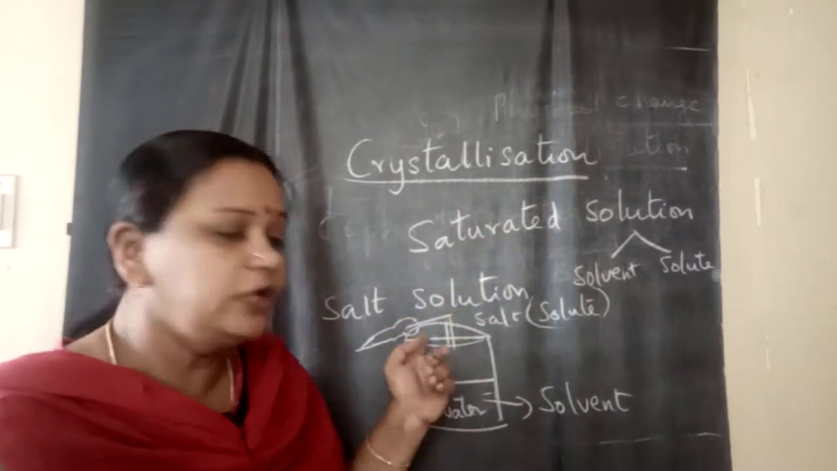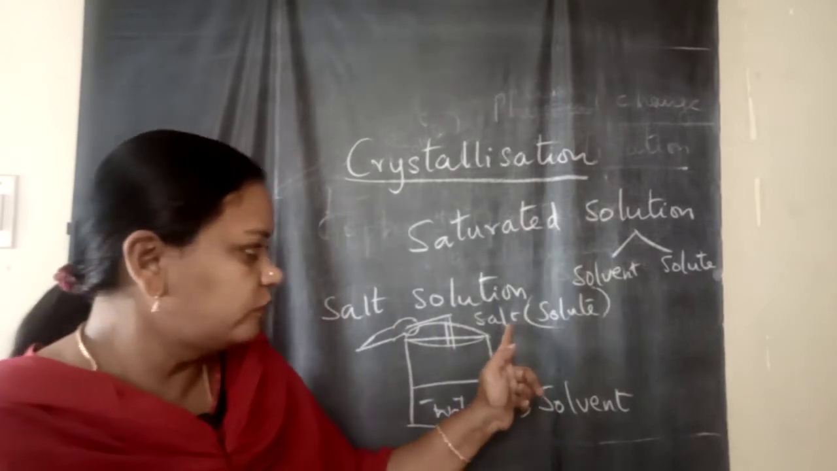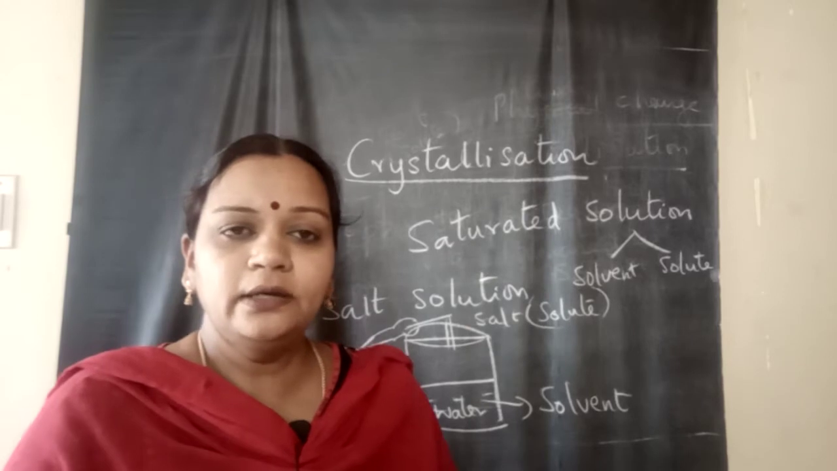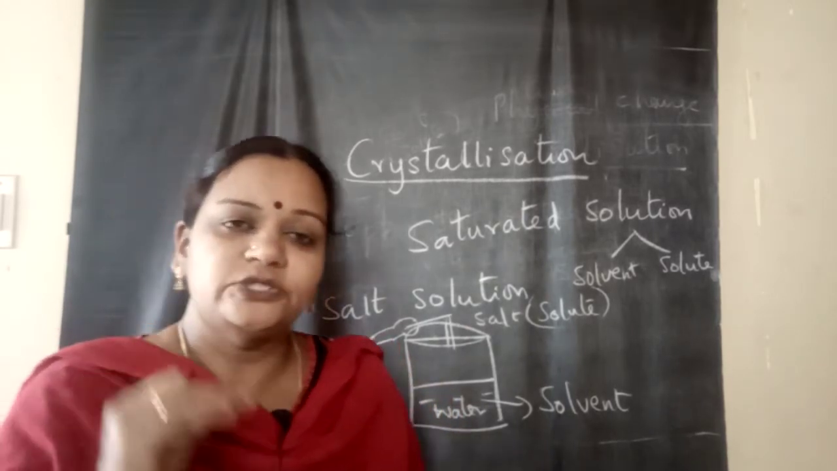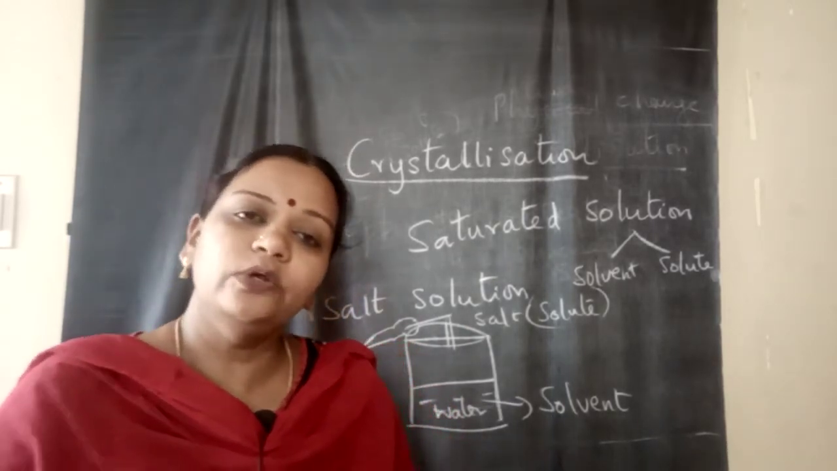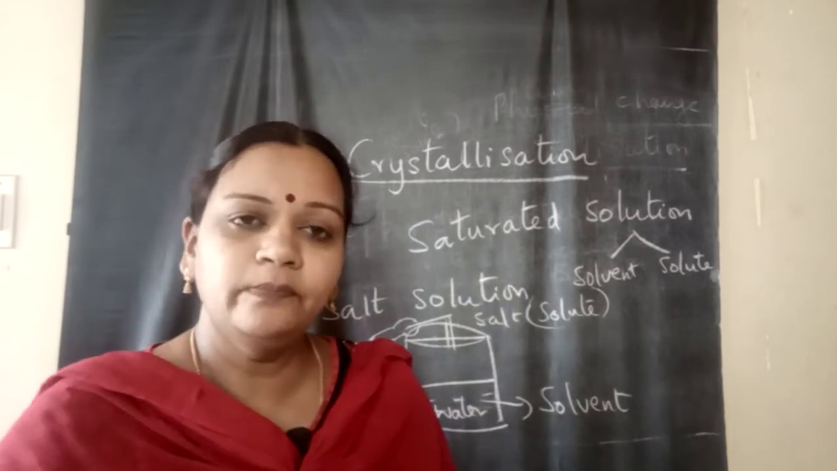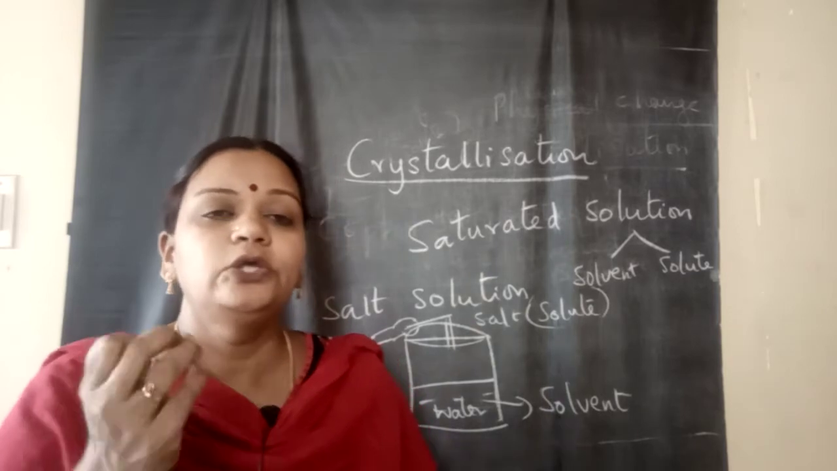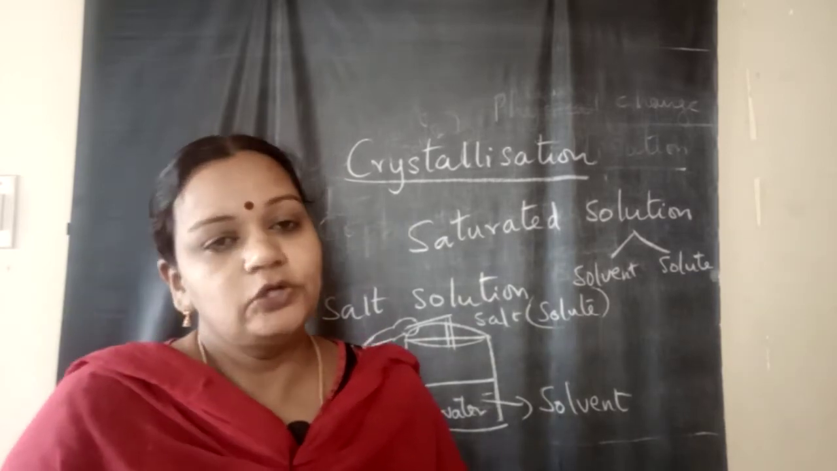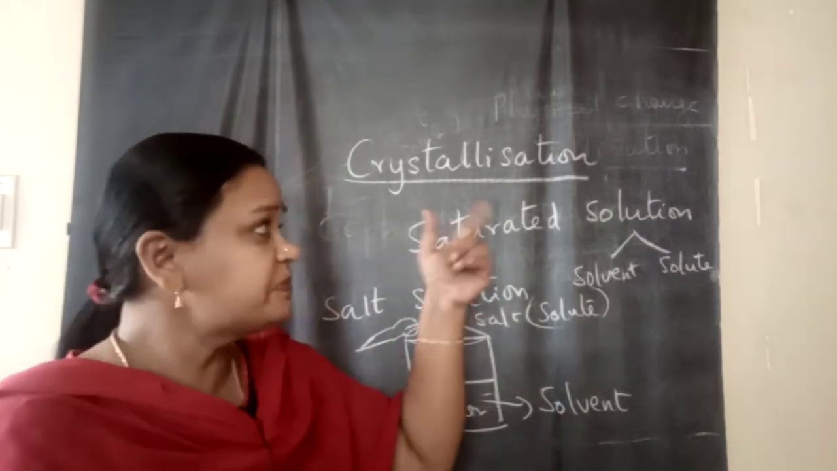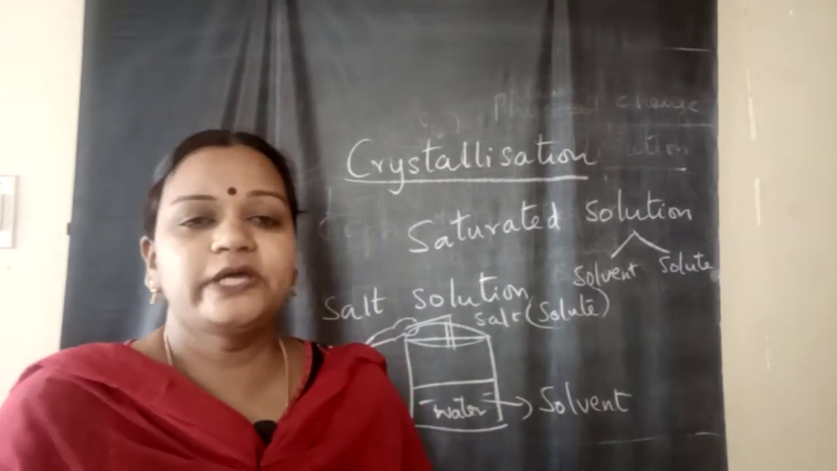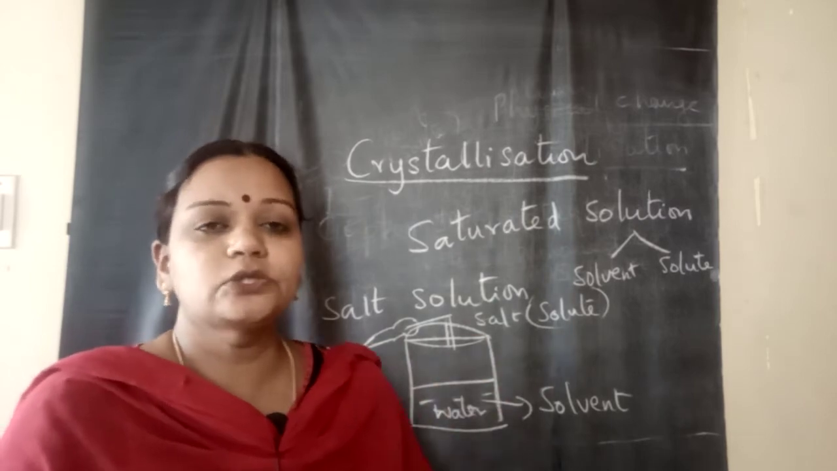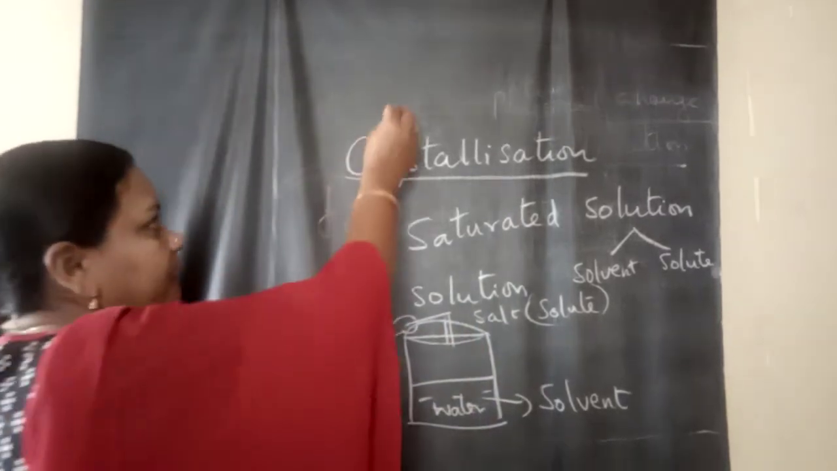Not only salt, children, you can go for sugar. You keep on adding sugar, and at one point you will prepare the saturated sugar solution. Now you will filter it. After filtering, you will keep it for cooling. You will see that crystals of sugar are formed. So this method is the method by which we can get pure sugar or pure salt. So this is called crystallization, and it is an example of physical change.